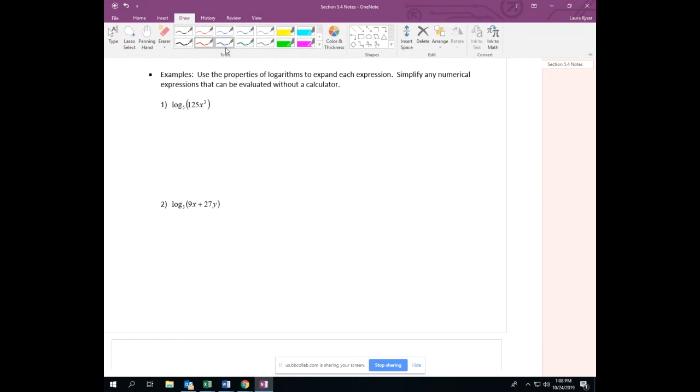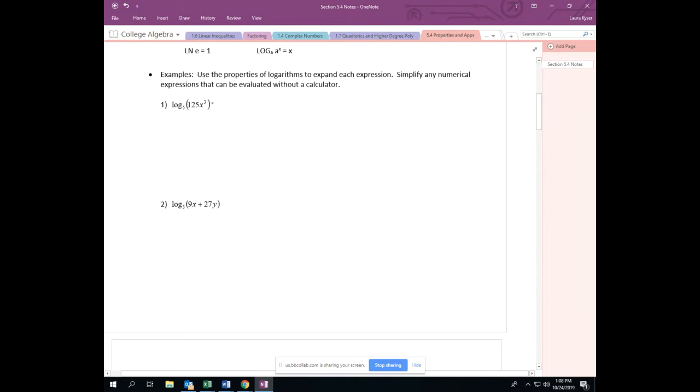So the first one I want to take a look at here is log base 5 of 125x cubed. Now, 125x cubed is a product. We're going to split this product up as the coefficient and the variable separate. And since it is a product, we're going to use addition to do that. So each piece of this product is going to get its own base 5 and addition in the middle. Log base 5 of 125 plus log base 5 of x cubed.